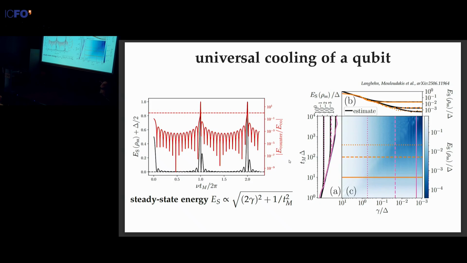So here, indeed, this is the same story now visualized by numerics. Here we have the coupling, here we have the interaction time. If the coupling gets very weak and the interaction gets very long, you can get this close to the ground state as you wish.